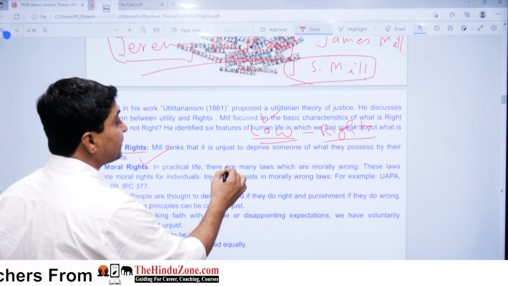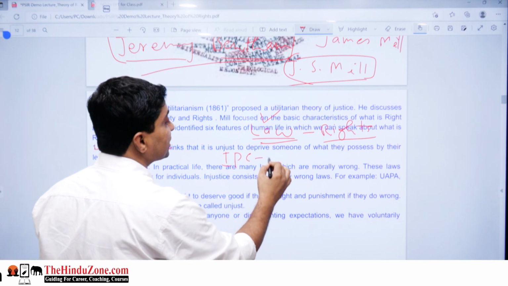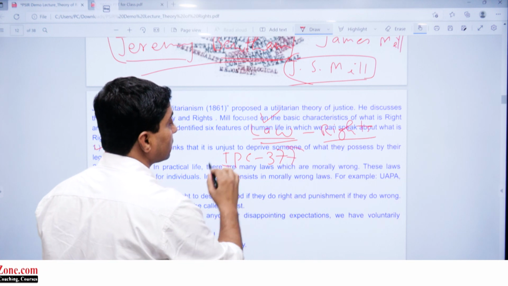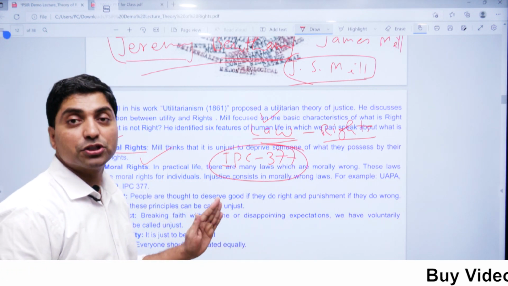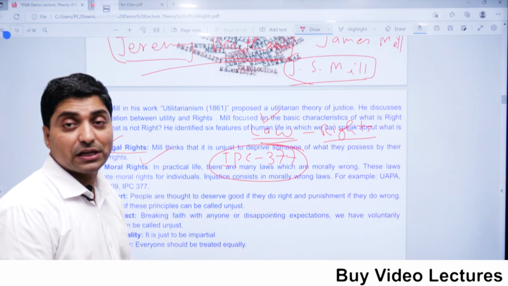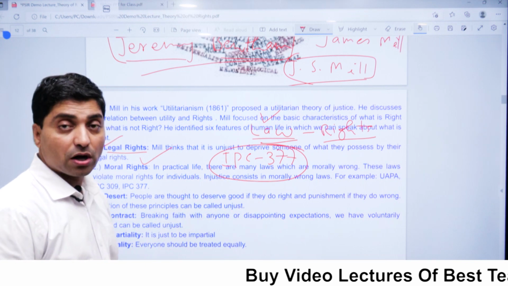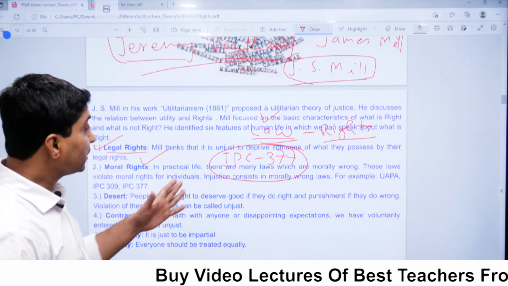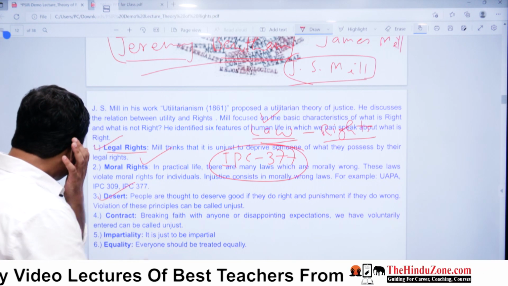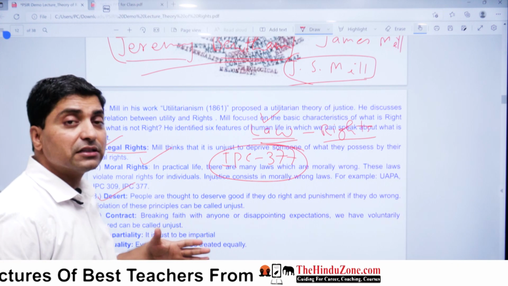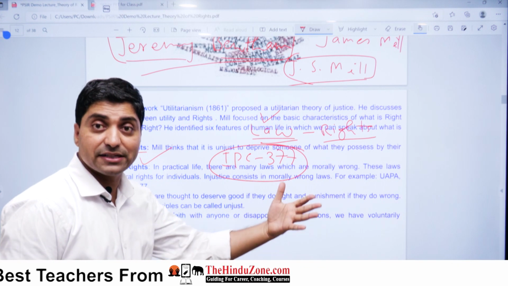So, for example, IPC 377, Indian Penal Code, that used to criminalize homosexuality. Now, morally it was wrong, right? Now, this is not right. Now, come to desert. If people deserve something, that should belong to whom, that is their rights.